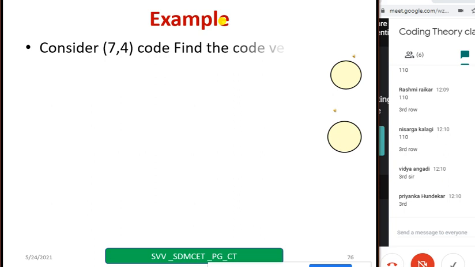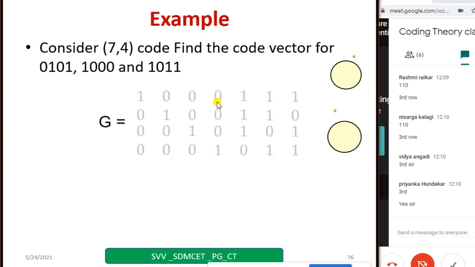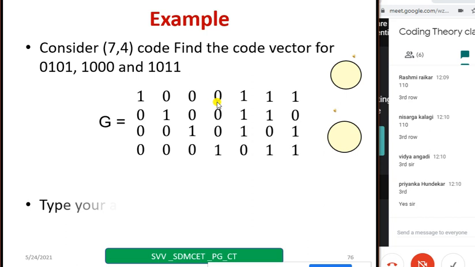Copy down this example. Consider 7-4 code. Find the code vector for 0101, 1000, 1011. Z equal to given, and type your answers in the chat box.